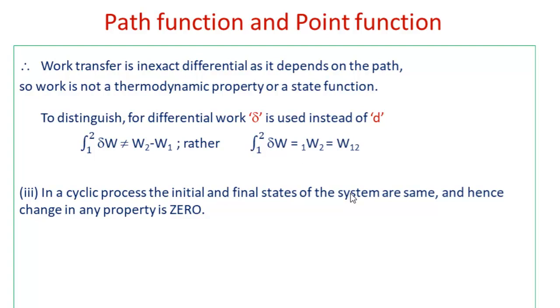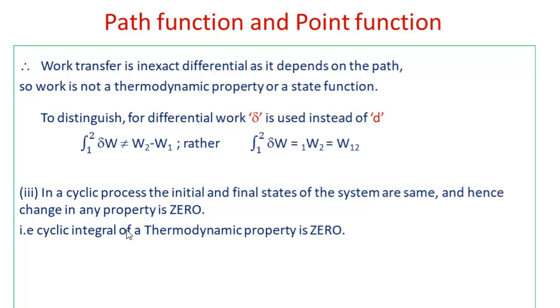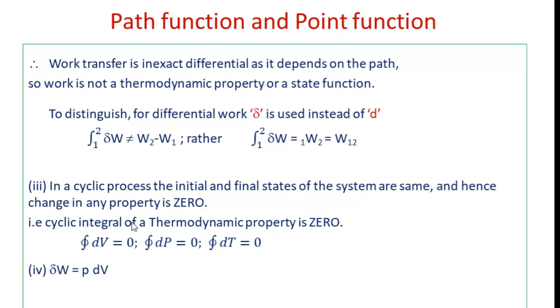So now let us say a system is undergoing a cycle. What is a cycle? A cycle is nothing but a series of processes such that the initial state and final state of the system are the same. So for a system undergoing a cycle, if you want to determine the change in any thermodynamic property, because your initial and final states are the same, then for that cycle the change in the thermodynamic property is going to be 0. So we say that in a cyclic process the cyclic integral of a thermodynamic property is 0. For any thermodynamic property, if the system undergoes a cycle, the change is going to be 0. It can be volume, pressure, or temperature.